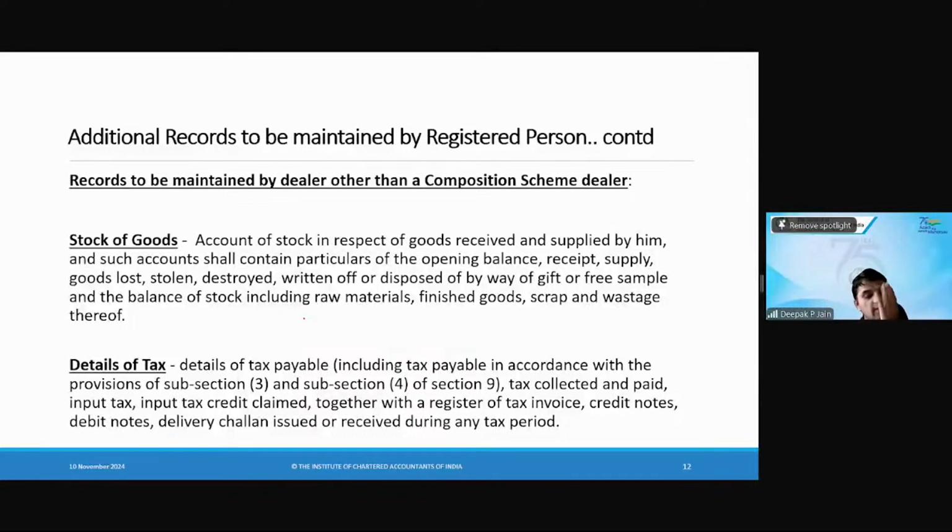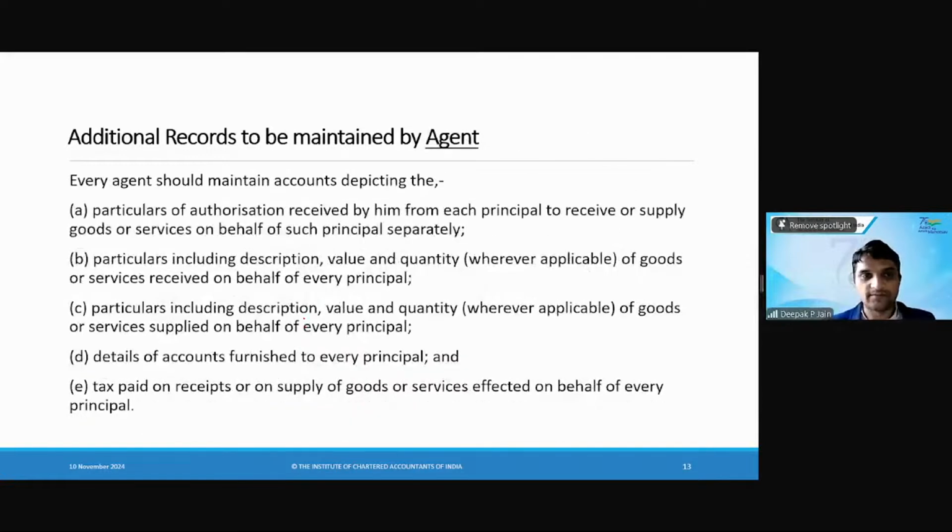मतलब whatever is the tax payable through any of these documents, could be tax invoice, could be debit note, credit note से कम हो रहा है, सबका आपको टैक्स का डिटेल मेंटेन करना पड़ेगा. So if you are maintaining your books in Tally and any accounting software, these basic details will be available.